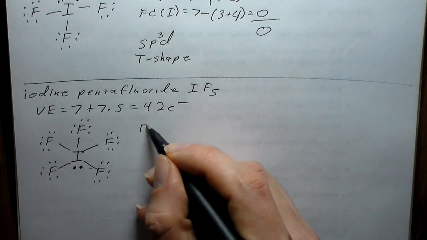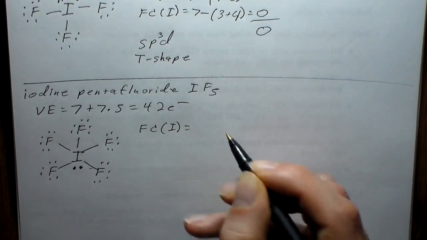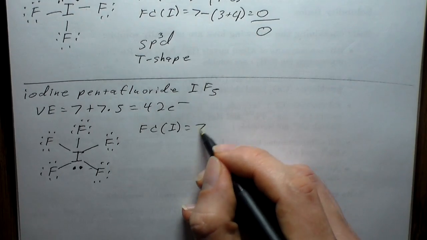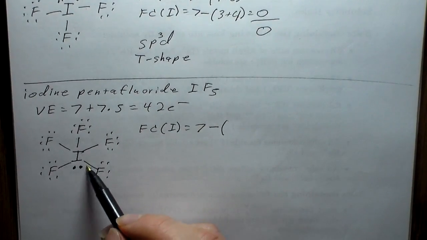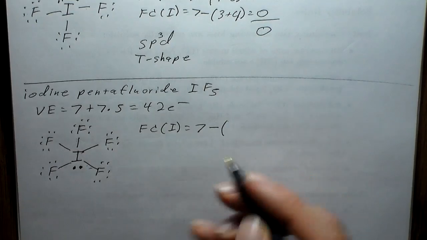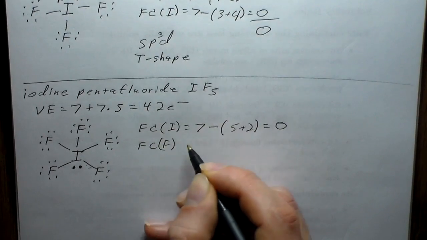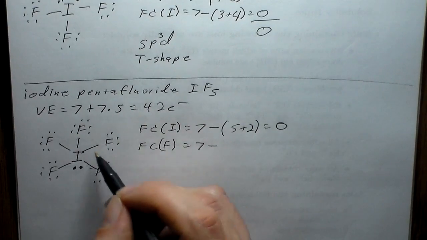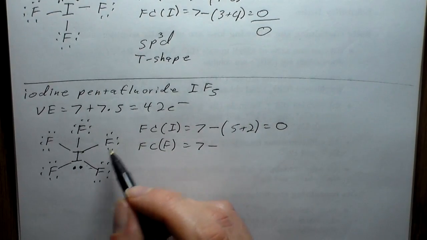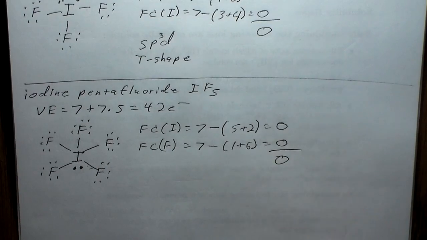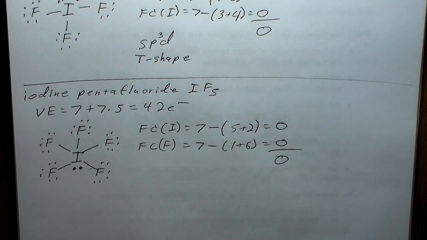And we just check our formal charges. So for the iodine, this is going to be 7 minus, now there's 5 lines and 2 dots. That's going to be 0. And for each of the fluorines, which are all equivalent, 7 minus 1 line and 6 dots, which works out to be 0, so we don't have to move my electrons around at all, so that's nice.